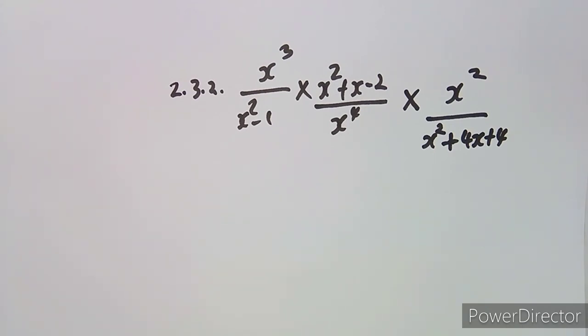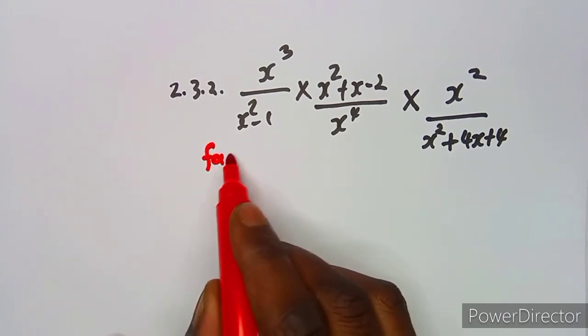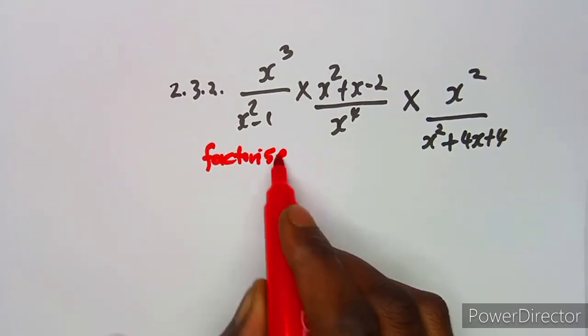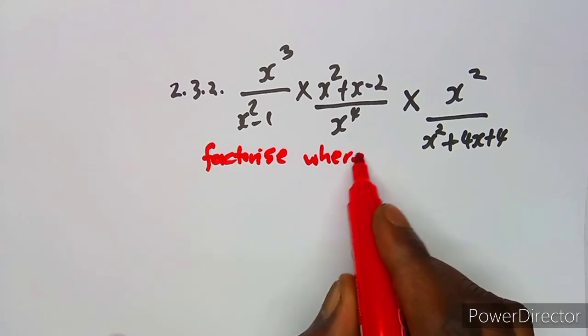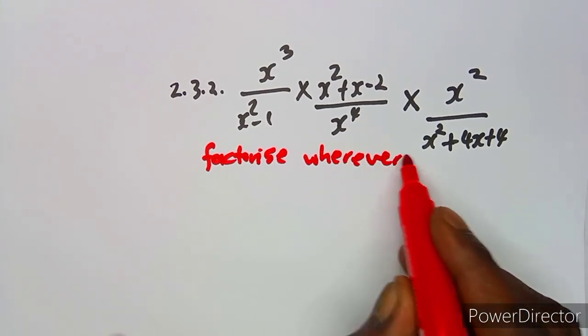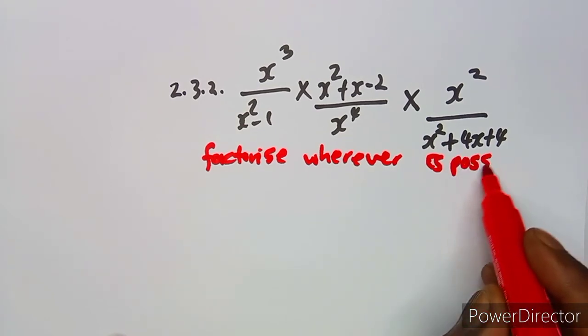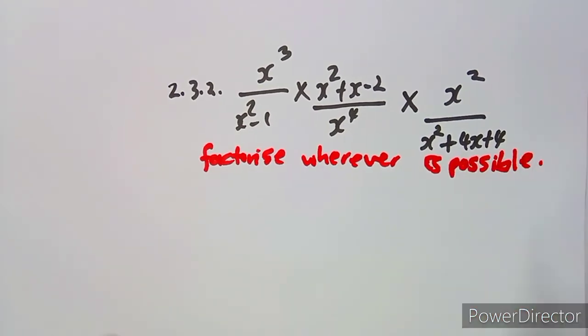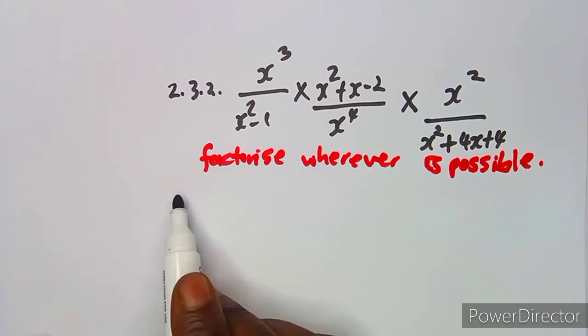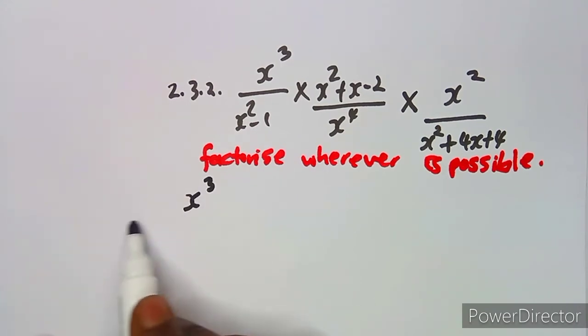Factorize whenever it's possible. So you have to factorize wherever possible. I don't know about the grammar, but you understand what I'm trying to say. So you have to factorize, guys, and cancel if possible. Again, you can cancel at the same time you're factorizing, so I don't know what you're going to do first. Okay, let's just factorize and avoid canceling.